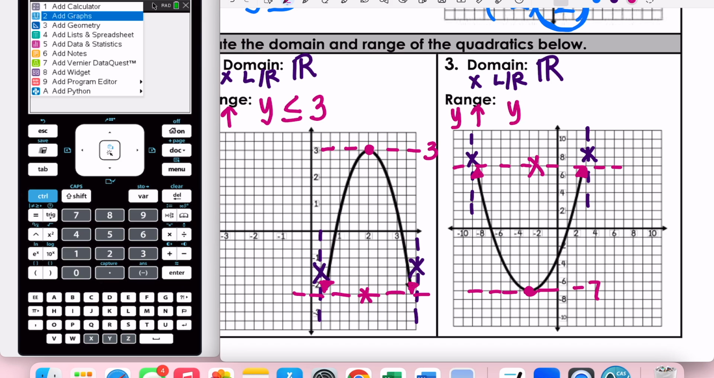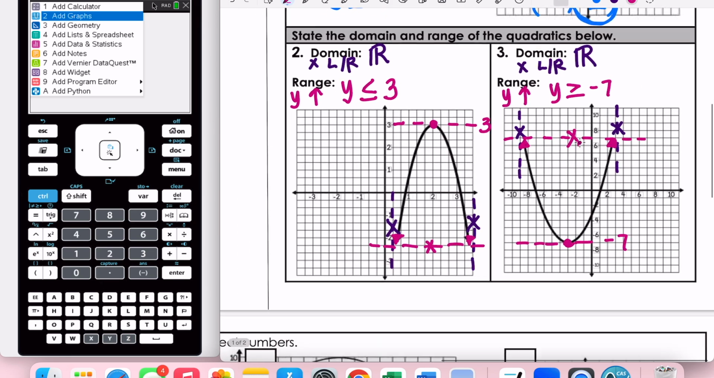I'm going to put my y value first, leave a space for my inequality. My boundary line is drawn at -7. Now, look at the direction your graph opens. In this case, my graph is opening upwards. Remember, if my graph is opening up, we associate that with greater than or equal to. Okay, so that's identifying domain and range from a graph.